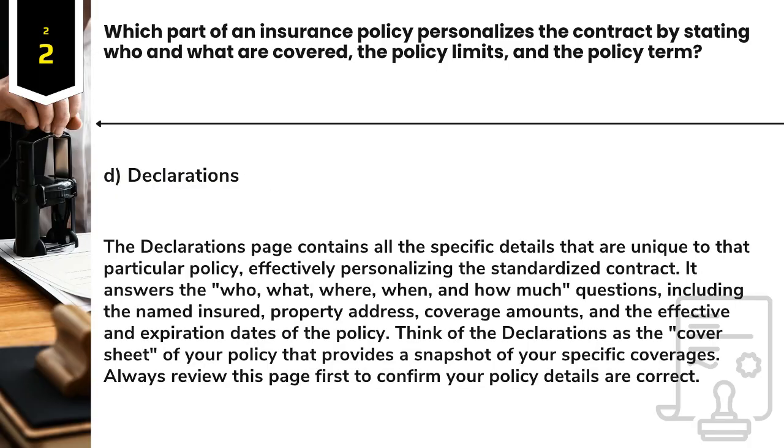Answer: D. Declarations. The declarations page contains all the specific details that are unique to that particular policy, effectively personalizing the standardized contract. It answers the who, what, where, when, and how much questions, including the named insured, property address, coverage amounts, and the effective and expiration dates of the policy.